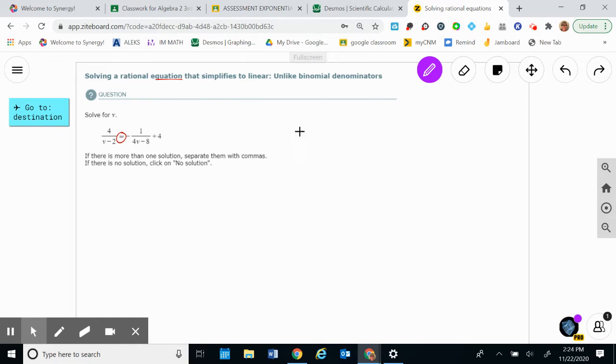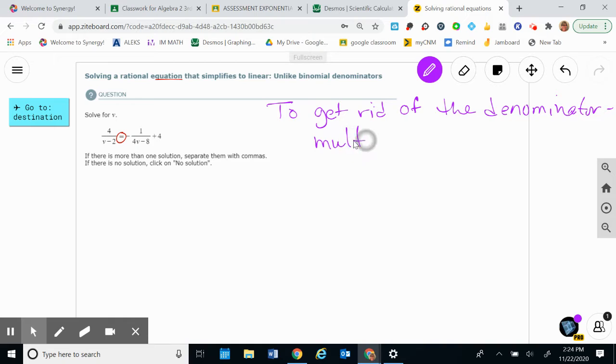So take a look. What we want to do is use the trick of getting rid of the denominators. We don't like fractions, generally speaking. So to get rid of the denominator, you need to multiply by it. Maybe I'll put denominators, multiply by the LCD. That is the trick. If you multiply by the LCD, it's going to disappear.